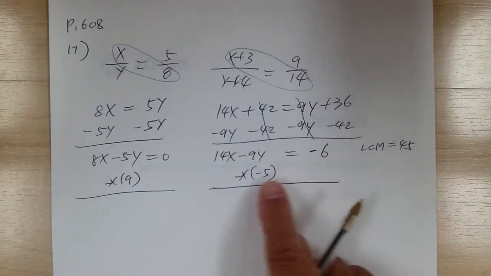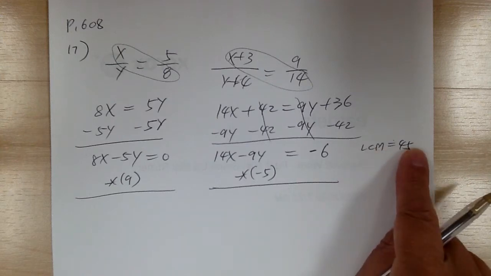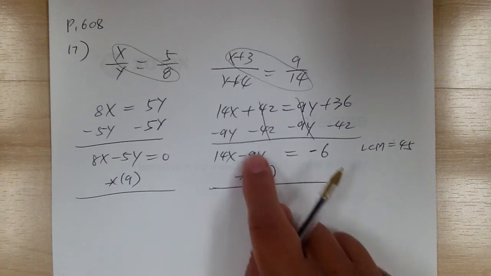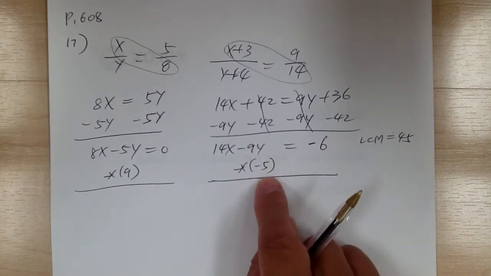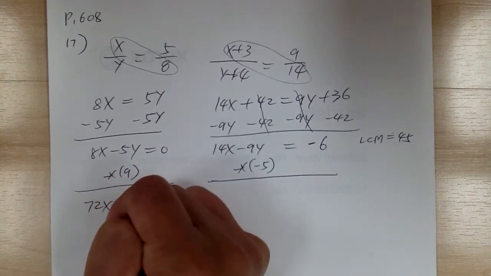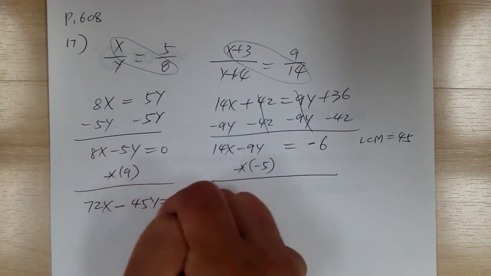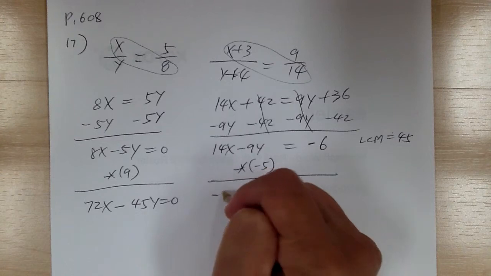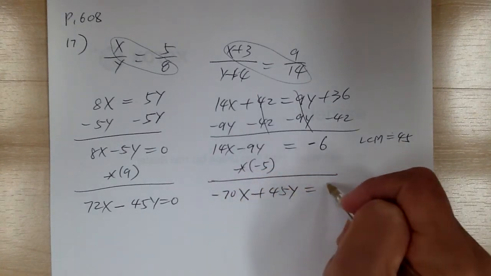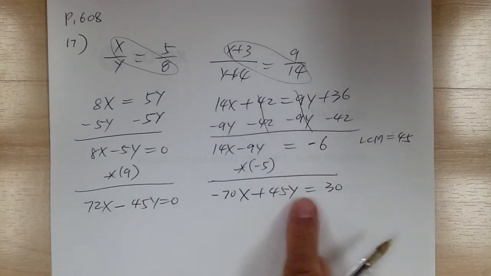Again, the goal is to try to get to the LCM, but you have to make them opposite. So multiply by 9, this will give you negative. So I need a positive over here. So I need to have this. Okay, that's going to multiply. Multiply again, negative 70x plus 45y equal to 30. Okay, so now they're opposite, right?